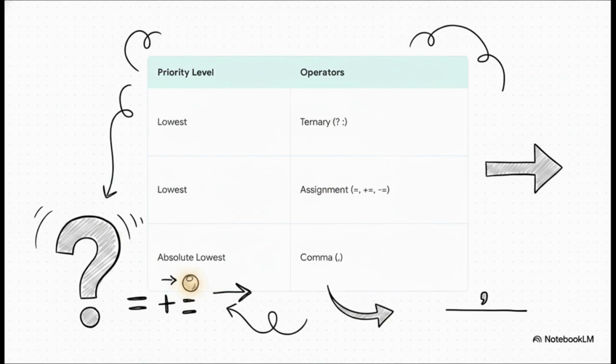And at the very bottom, we have our lowest priority operators, things like the ternary operator and assignment operators. Honestly, their only job is to just hand over the final computed value once all the heavy lifting is done. Oh, and the comma operator? Yeah, it sits at the absolute lowest priority of them all.